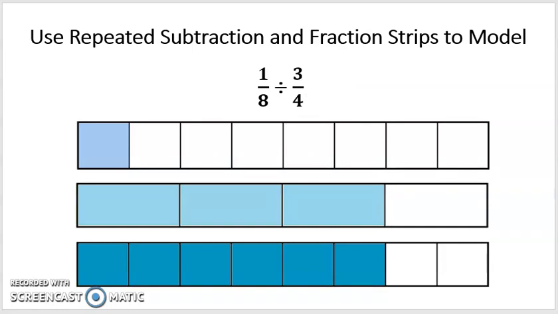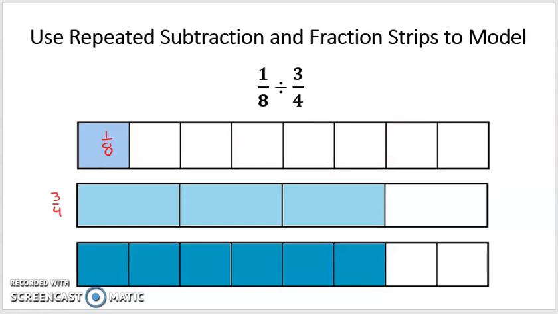Finally, a problem where the divisor, which is 3/4, is greater than the dividend, 1/8. So how do you deal with that? Well, start out again by representing the 1/8. And here I've got my 3/4. So the question is, what portion of the 3/4, how much of the 3/4 can you subtract from 1/8?